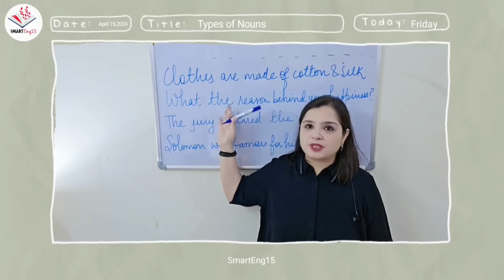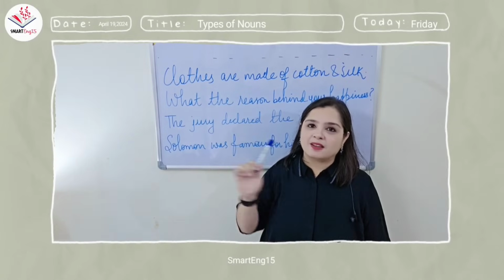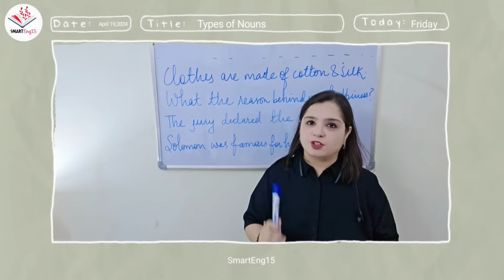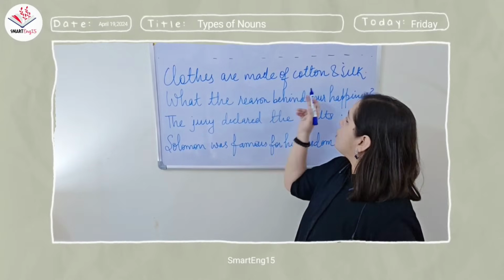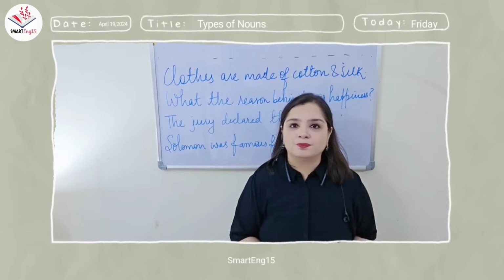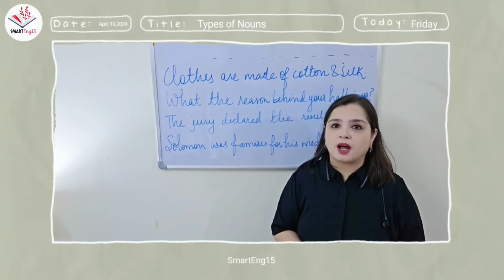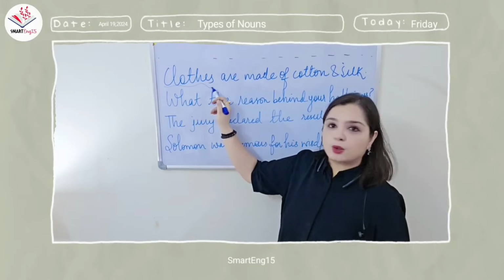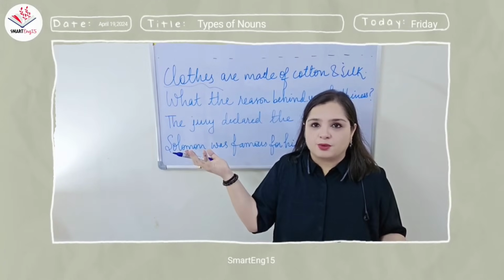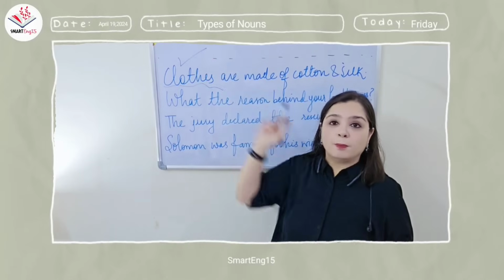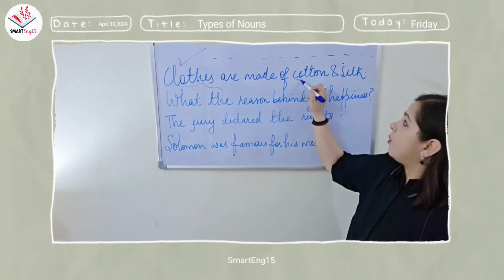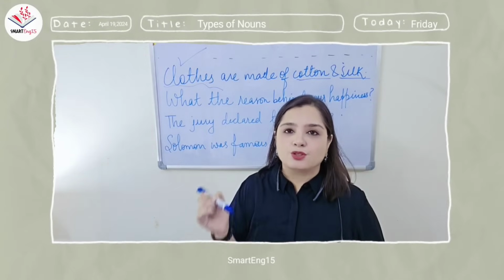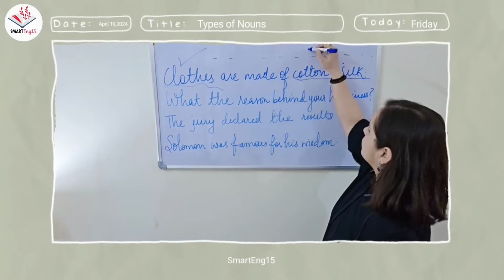Let's practice a few sentences and please put your answers in the comment box while you are watching this video. Clothes are made of cotton and silk. What do you think, which kinds of nouns are there in this sentence? If I talk about clothes, clothes are common, we all wear clothes, right? So it's a common noun, but cotton and silk are kinds of fabrics, right? So it is a material noun.